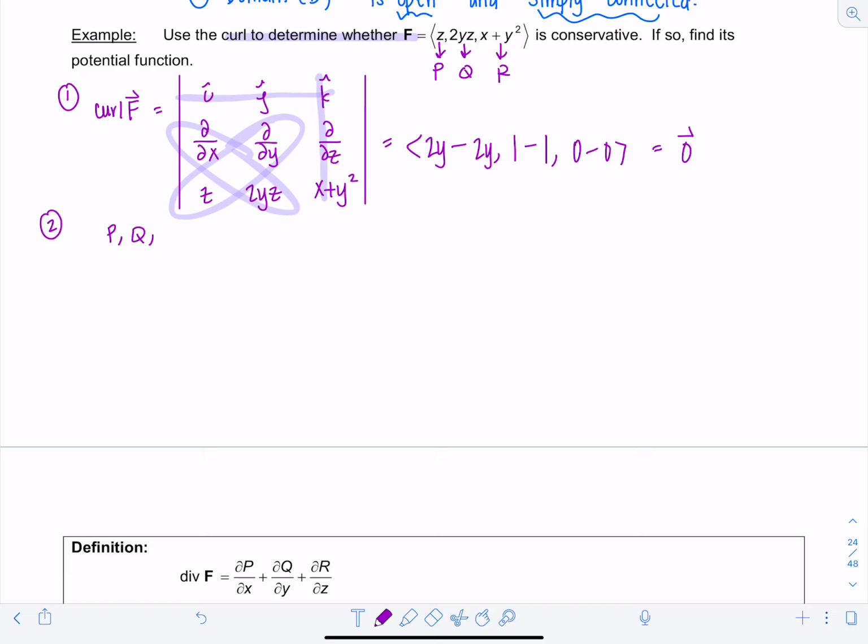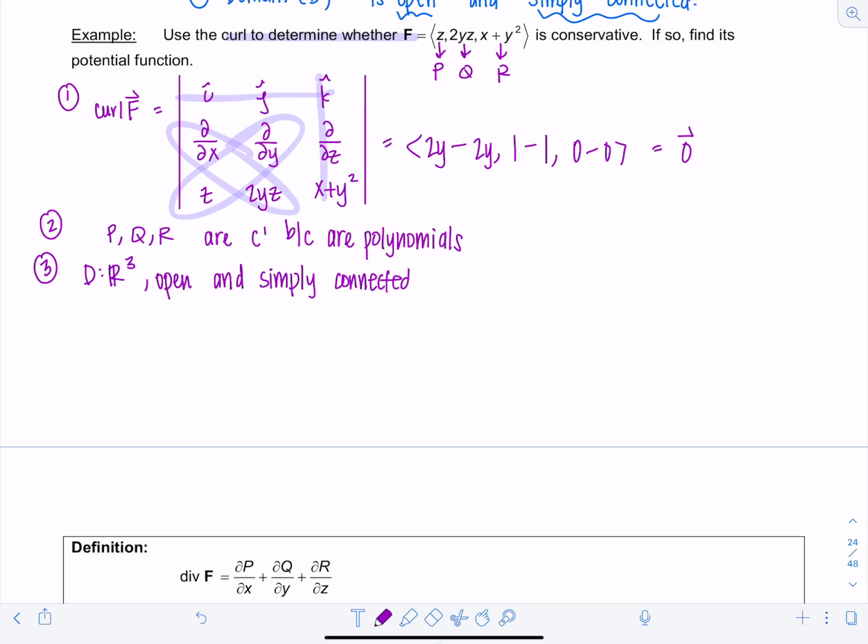P, Q, and R, let's look at them. Do they have continuous first partial derivatives? Yes. I can't just say that without justifying myself. I know that because they are polynomials. We have a theorem that tells us that. And then lastly, what's the domain for our vector field? Well, it's all of R3. Make sure you identify it correctly, which is indeed open and simply connected. No problems there. So what does that tell me? That tells me my vector field F is conservative.